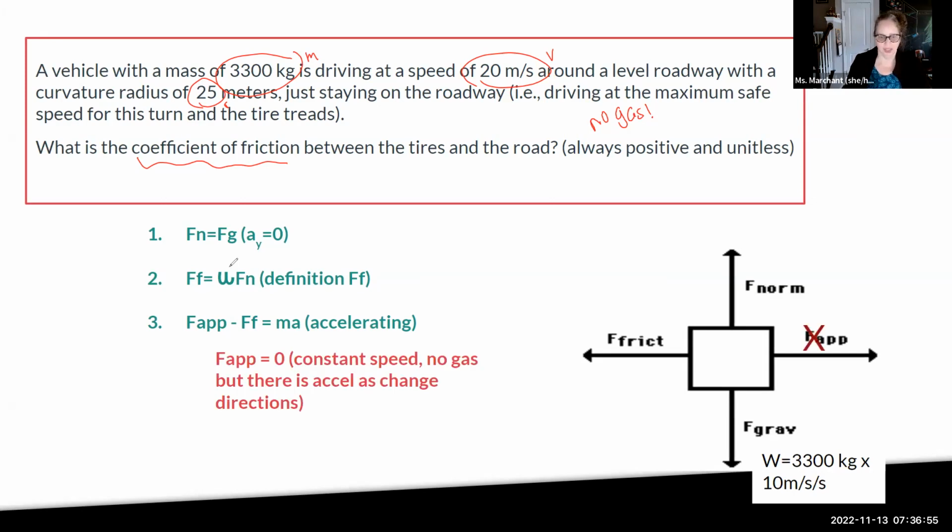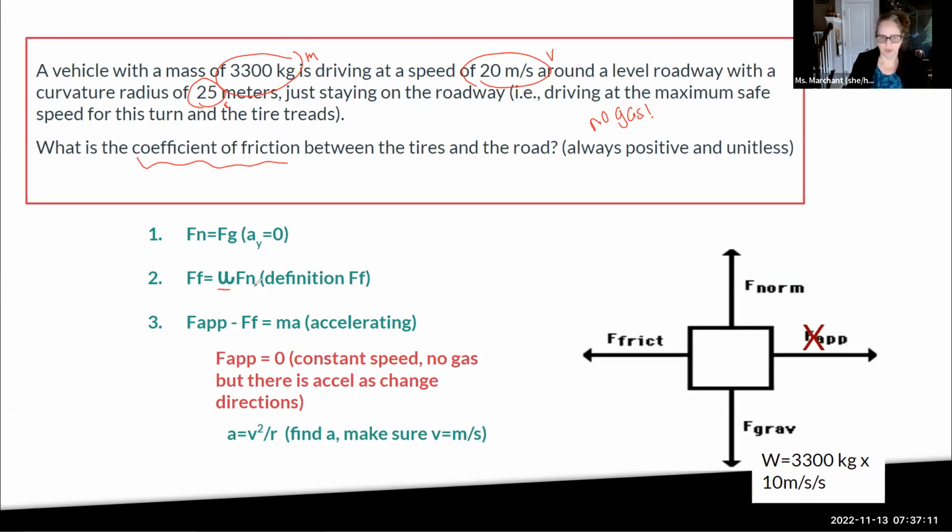So then we can relate that to the force of friction is equal to mass times acceleration. And how is that going to help us out here? So do we know the mu? No, that is what we are trying to find. Do we know the force of normal? Well, we have the force of gravity and the force of normal. It's going around a level roadway. So our acceleration y is 0.